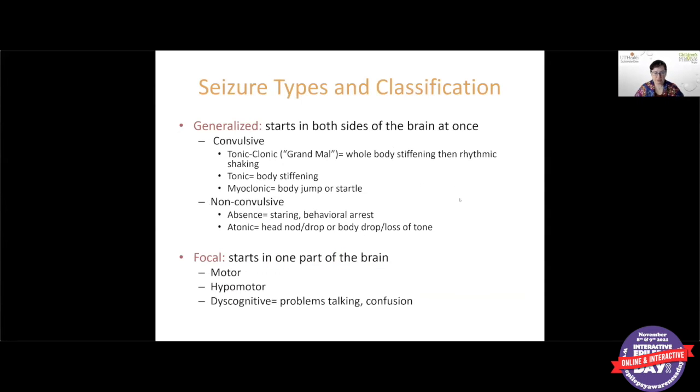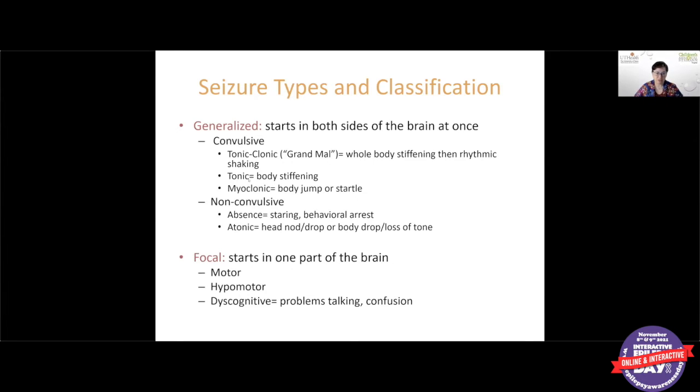So there are several different types of seizures, and this is based on the description of what the seizure looks like when the person has it. And you can either have a generalized seizure that is starting on both sides of the brain at once and manifests as a convulsion where the whole body is shaking. And there are several different types of convulsive seizures. There's a tonic-clonic seizure, which involves the whole body being stiff and then shaking more or less rhythmically.